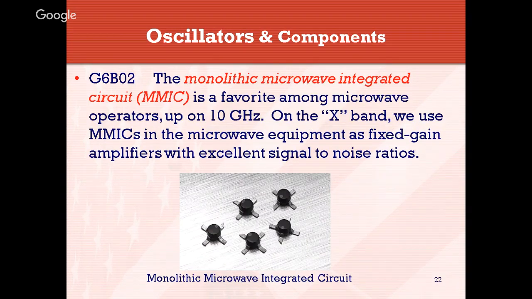The monolithic microwave integrated circuit, MMIC, is a favorite among microwave operators up on 10 gigahertz. So they're talking about the X band, and they use MMICs in the microwave equipment as fixed gain amplifiers with excellent signal to noise ratios. So the monolithic microwave integrated circuit, MMIC, operates in your X band.